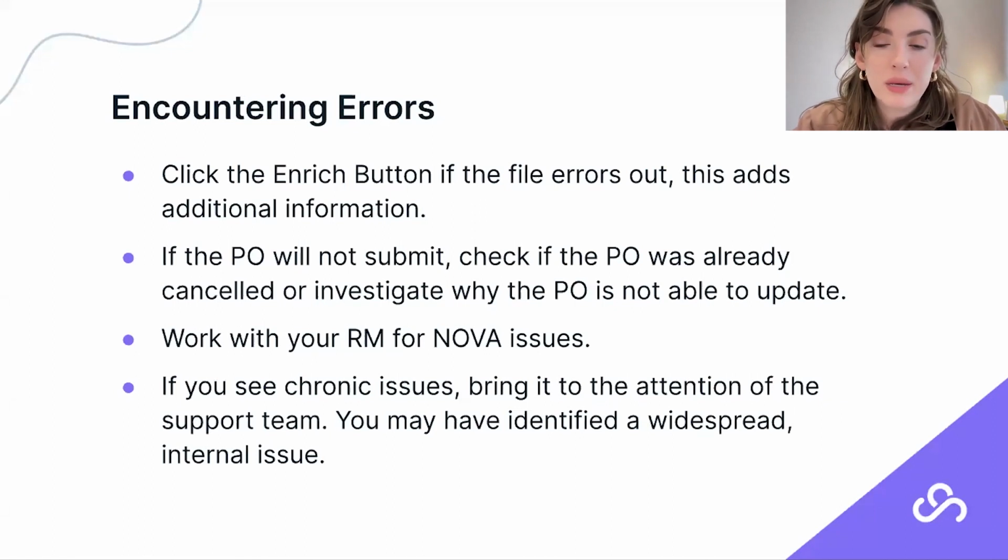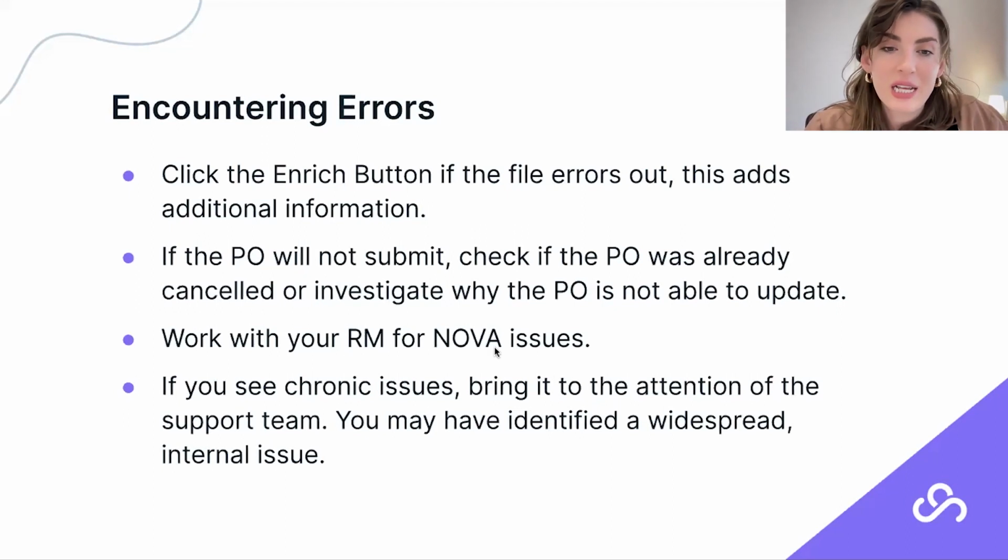If a PO will not submit, check if the PO is already canceled or investigate why the PO is not able to update. It could be a system error with Nova. It could be because you're kind of double layering the same PO. And there you can investigate why that PO is unable to update. You can always, if it is a time constraint, think about, mileage may vary with your replenishment manager, but it may be just helpful to send that over to them and see if they can update it on their side. If the roadblock is you're unable to update something. But again, you don't want to rope your merchant team into too much of the work that you're accountable for.